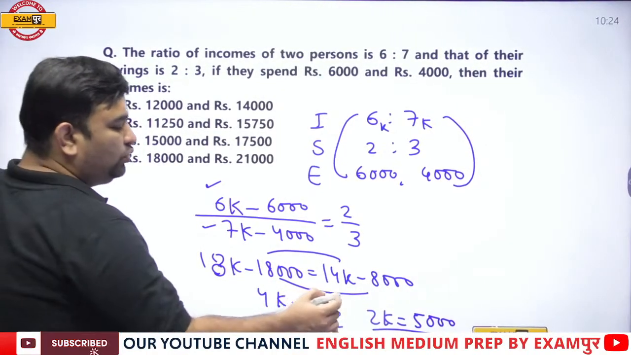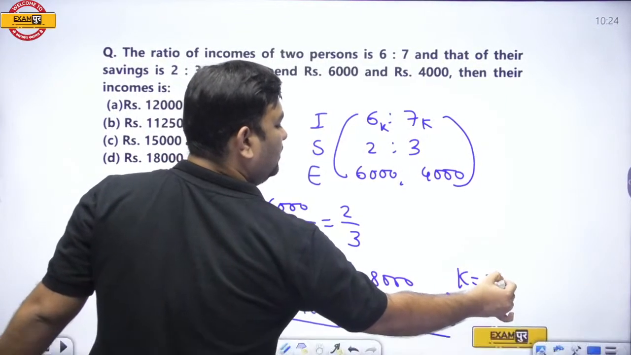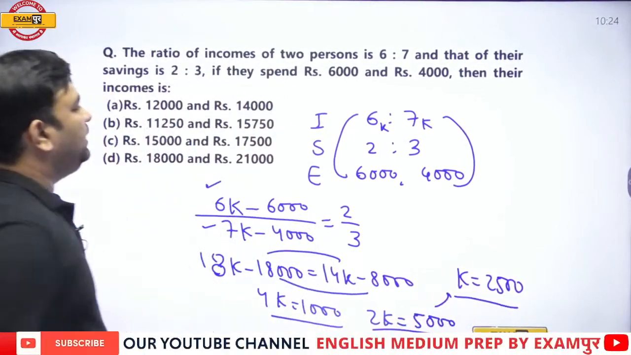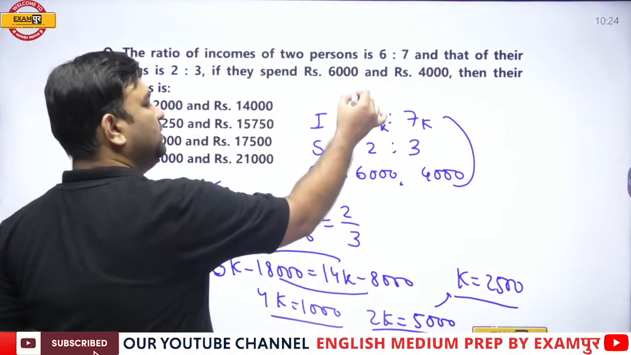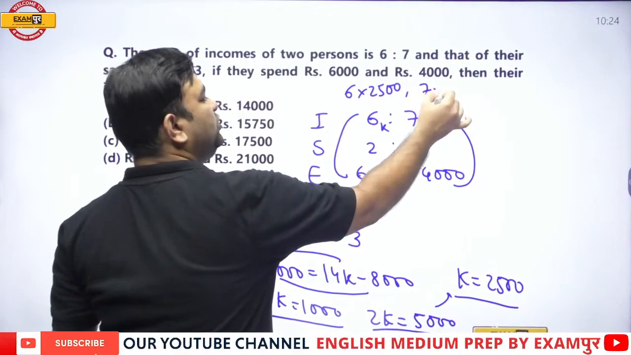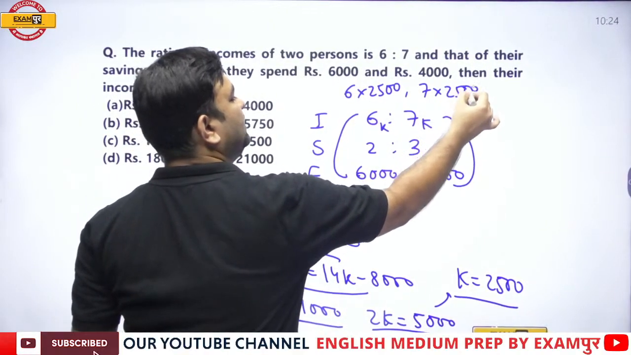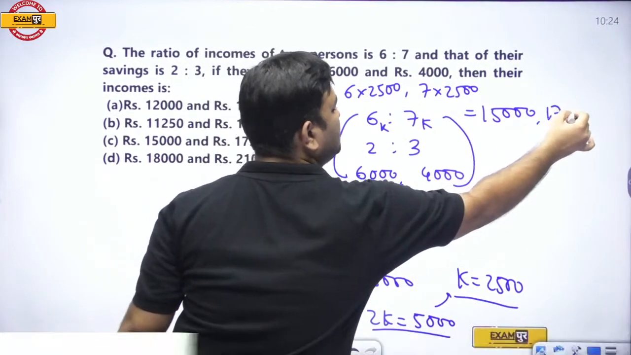Or K is equal to 2,500. Incomes are 6K and 7K. 6 into 2,500, 7 into 2,500, which is about 15,000 and 17,500.